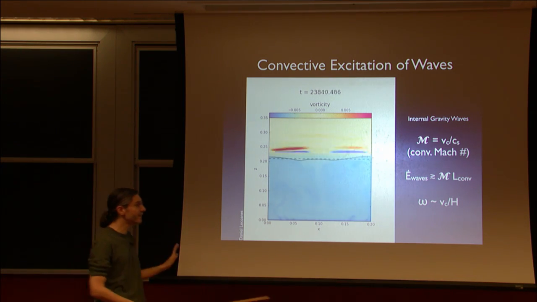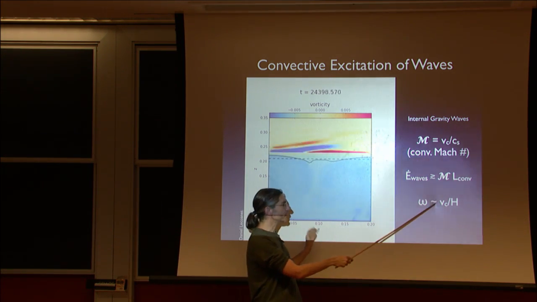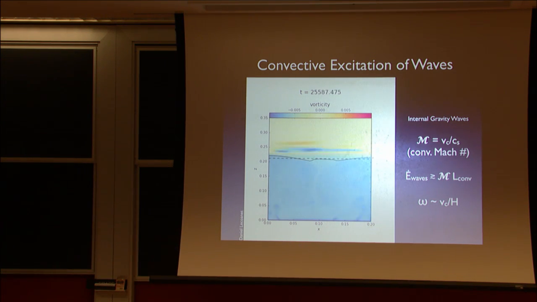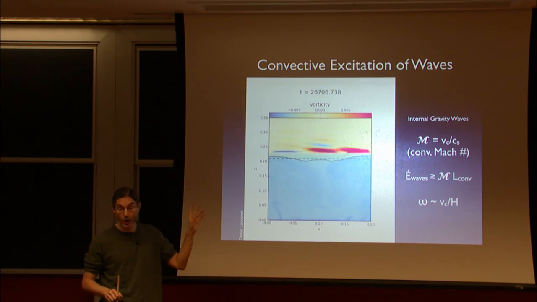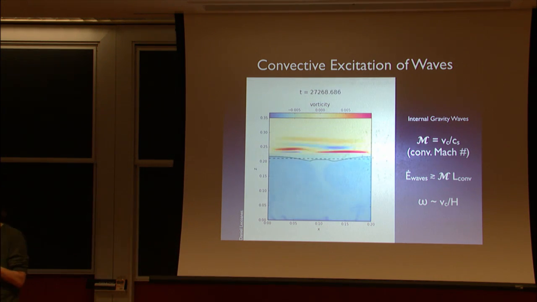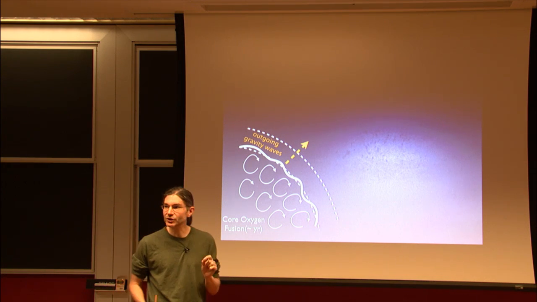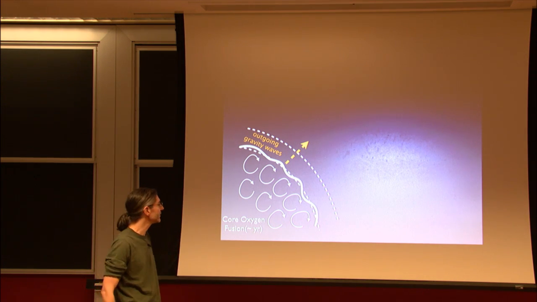And to be fair, I think these numbers are all uncertain at the factor of 3 level. G waves don't steepen as they go out. These waves don't steepen very much as they go out, for various reasons that I can come back to. So here's the more nuanced picture of the core of a massive star near the end of its life.